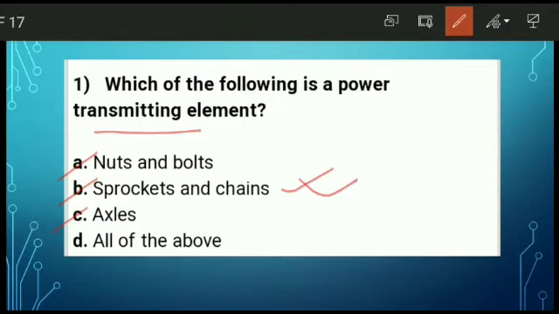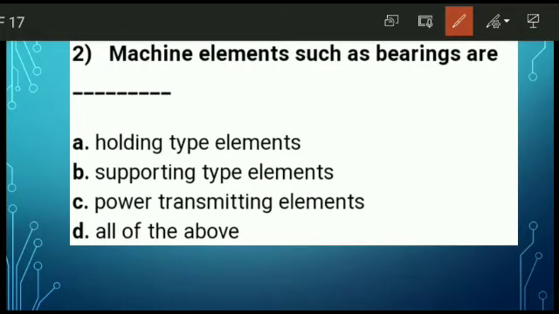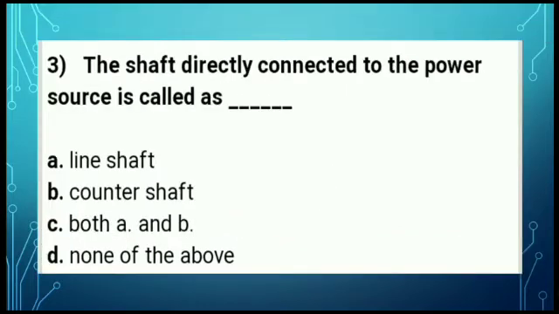So next question. Question number 2. Machine elements such as bearings are. Here are the four options: holding type elements, supporting type elements, power transmitting elements, or all of the above. So the answer is supporting type element. Bearings are mainly supporting type elements. These are not holding type nor power transmitting devices. So the answer is B, the supporting device.